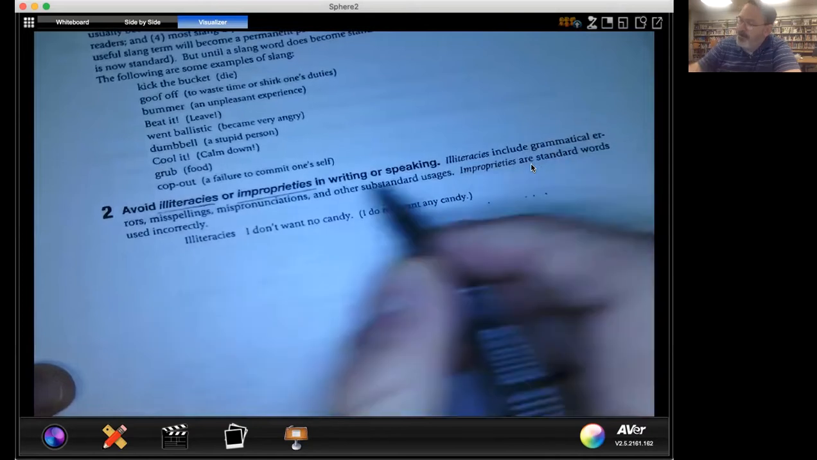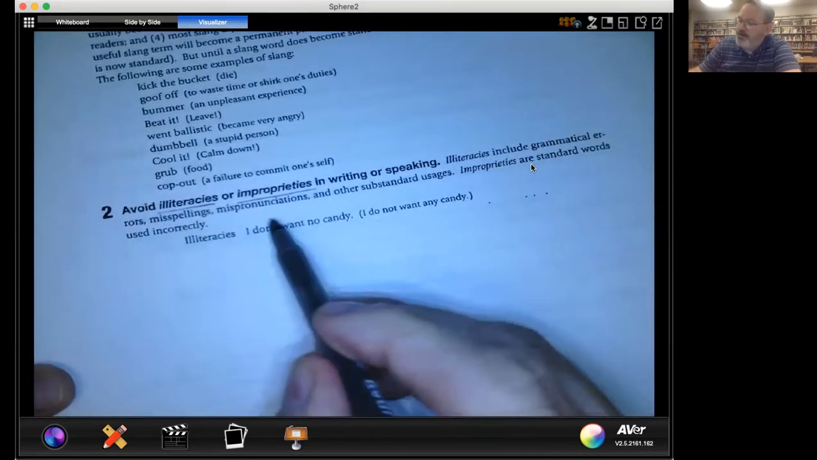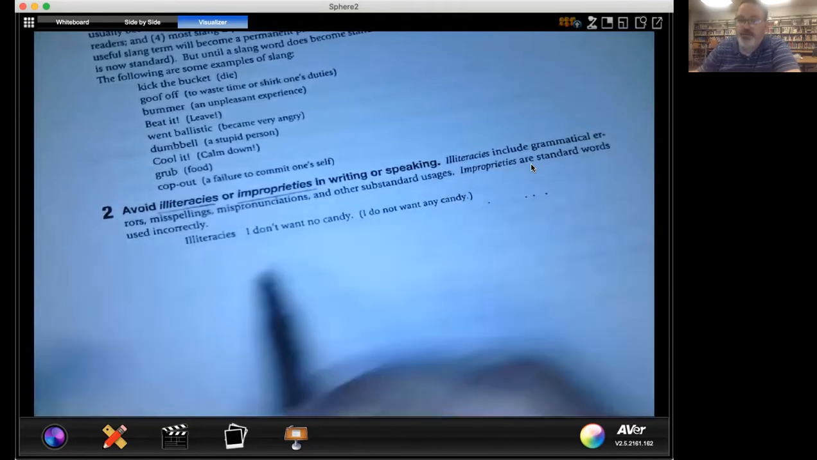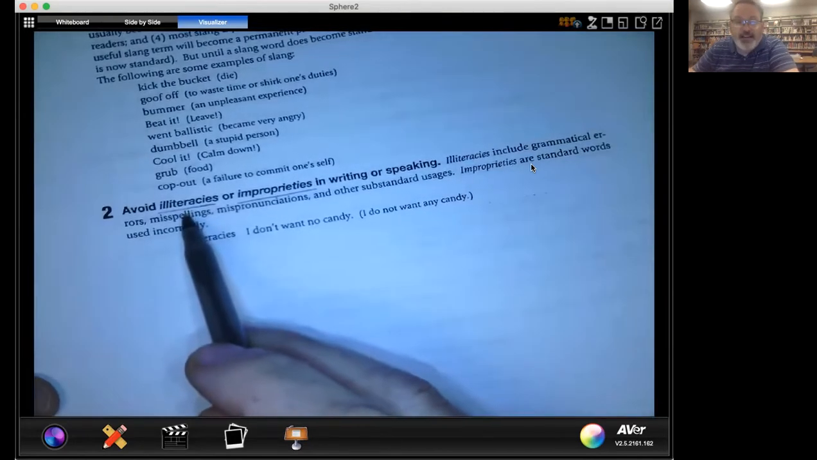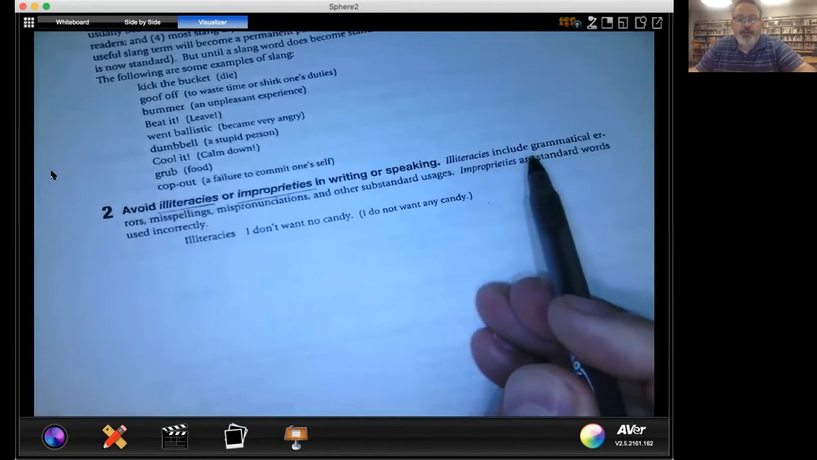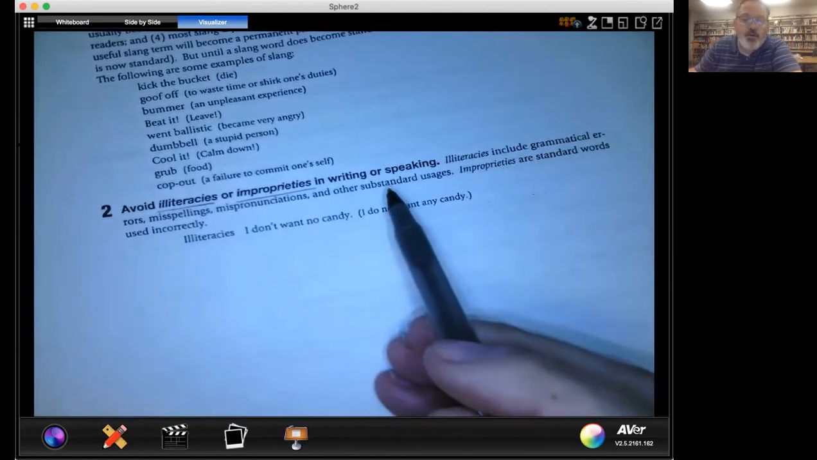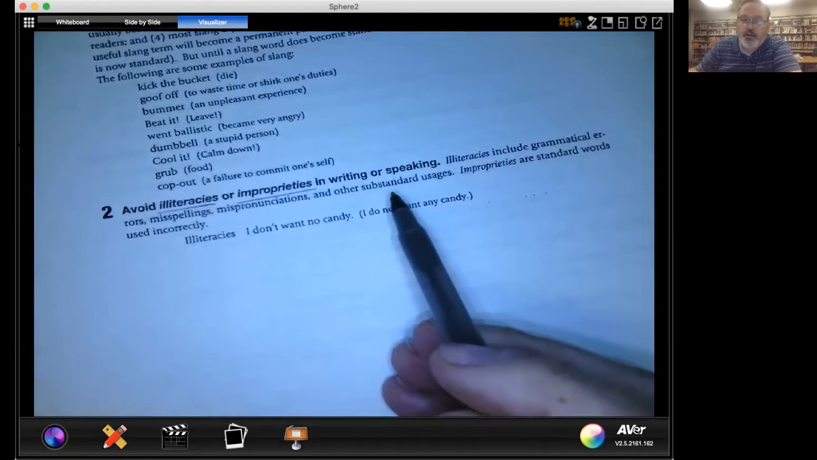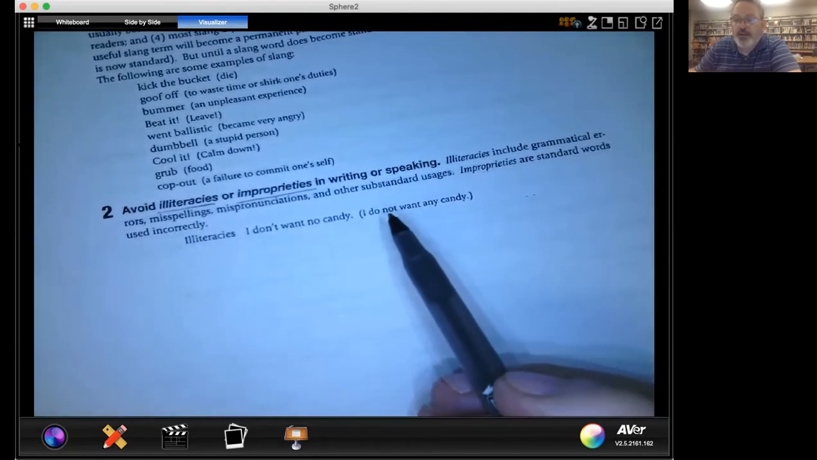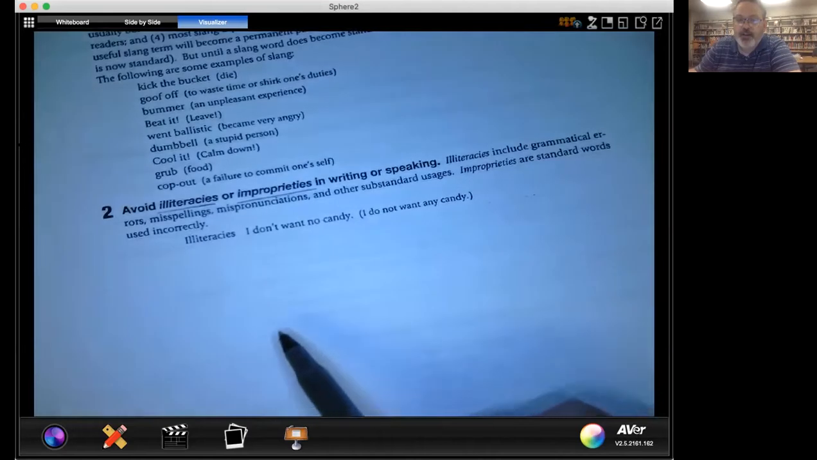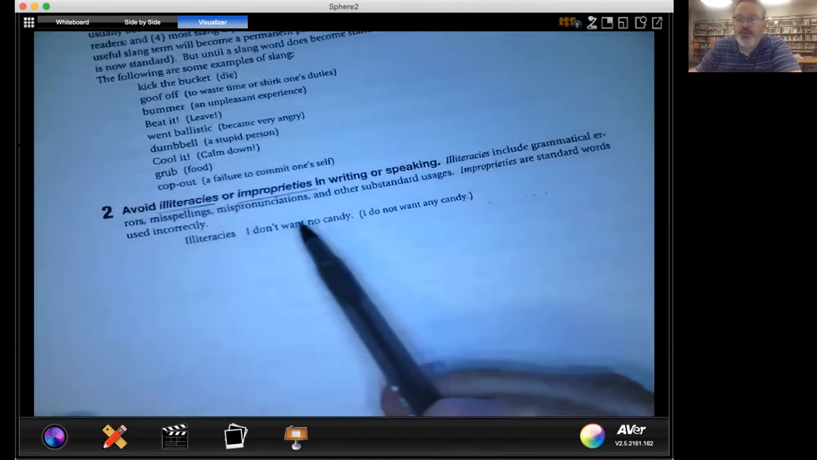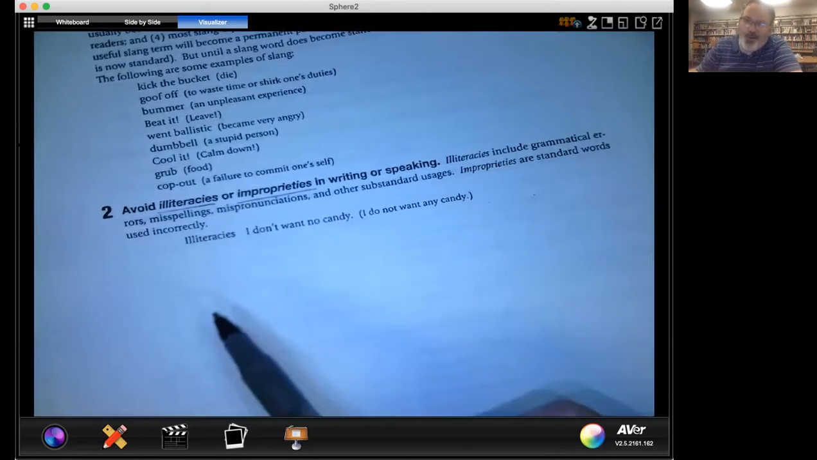Illiteracies include grammatical errors, misspellings, and mispronunciations, and other substandard usages. So essentially, it means acting as if you're illiterate. You're just using bad grammar, or you're misspelling something, or you're saying something wrong, or any other use of substandard language, substandard English. Okay. Improprieties are standard words that are used incorrectly. So you're using a real word in the wrong way.